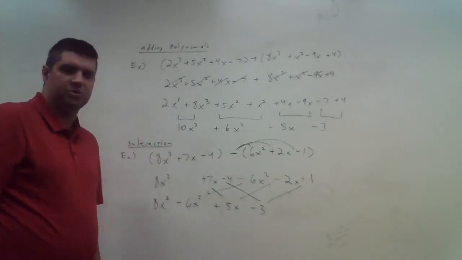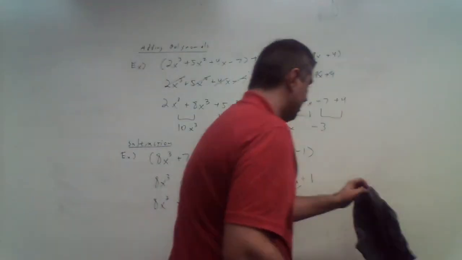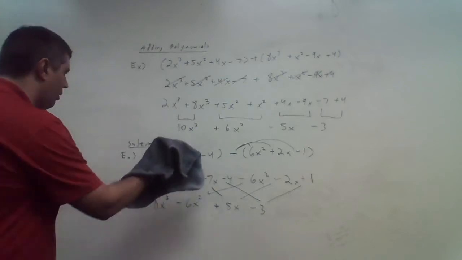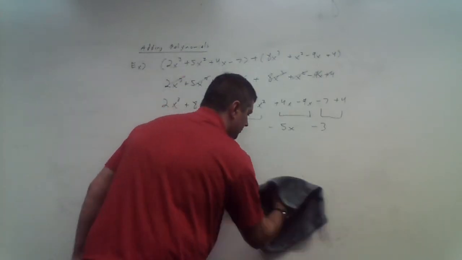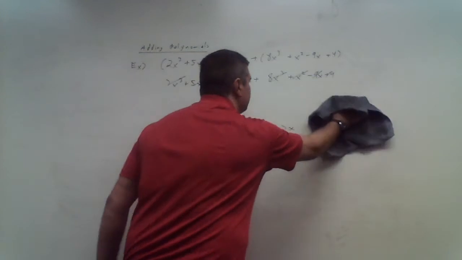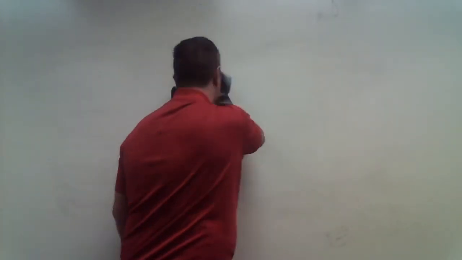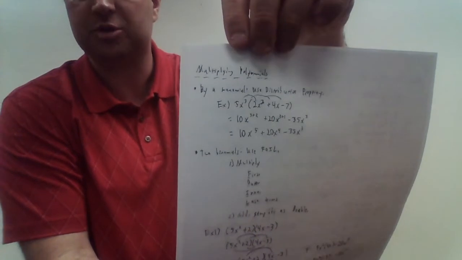Okay? We don't use the old vertical method anymore. That's rare to be seen. So I'm going to get this off the board and start talking about multiplication. Okay, so switching over to the third page, multiplying polynomials.